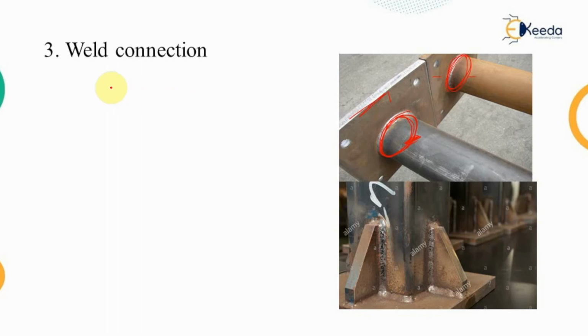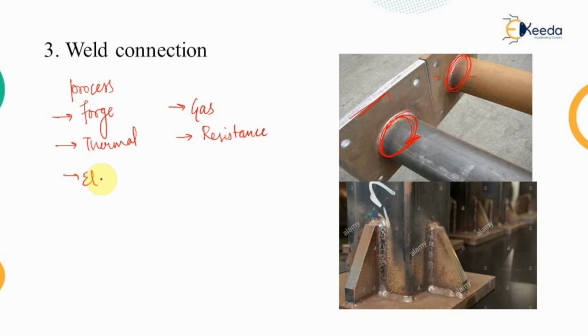So the welding is done through different processes. There are different processes available for welding: forge welding, thermal welding, gas welding, which is a prevalent one, then resistance welding, which is not so common, and the most popular type of welding, that is known as electric arc welding. In the steel elements, we usually take the help of electric arc welding.